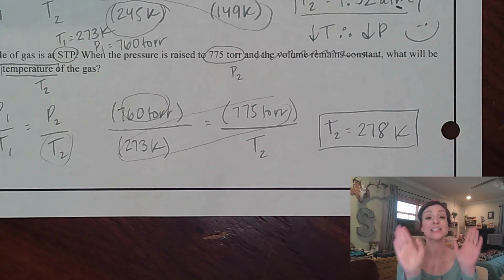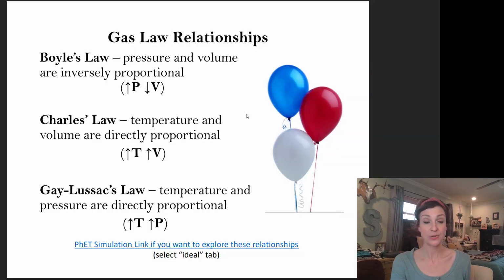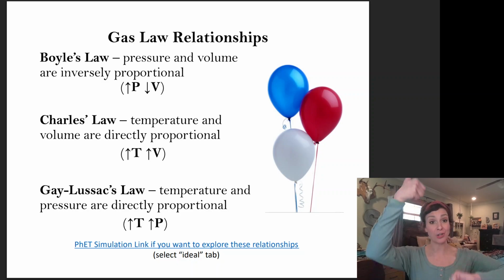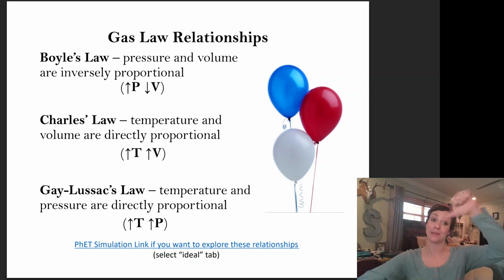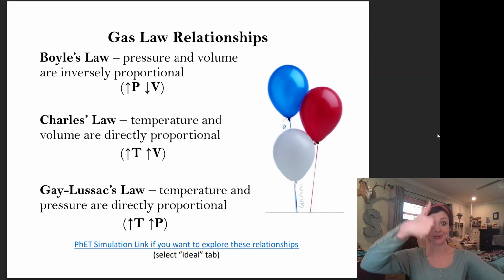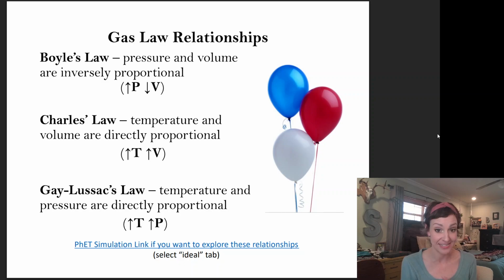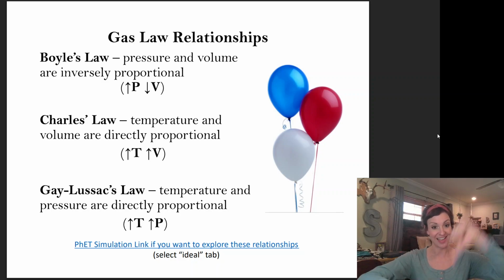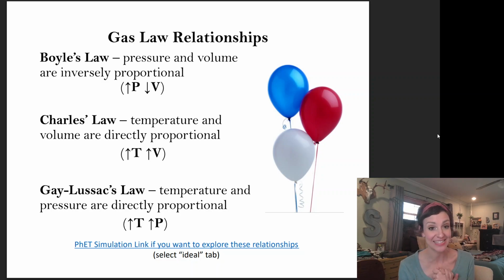Let's kind of summarize what it is that we've learned here today. So with our first three gas laws, we have Boyle's law, which shows that pressure and volume are inversely proportional. If one goes up, the other goes down. We have Charles's law, which says that temperature and volume are directly proportional, if one goes up, the other goes up. If one goes down, the other goes down. And then finally, Gay-Lussac's law shows that temperature and pressure are directly proportional as well. If one goes up, the other goes up. If one goes down, the other goes down. These are our first three gas laws. Y'all, it is all about the P, V's, and T's.